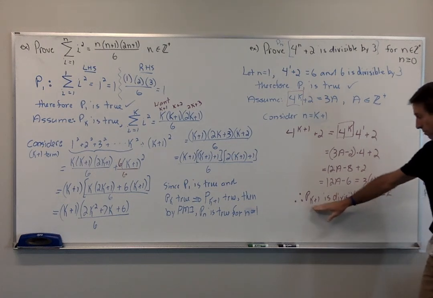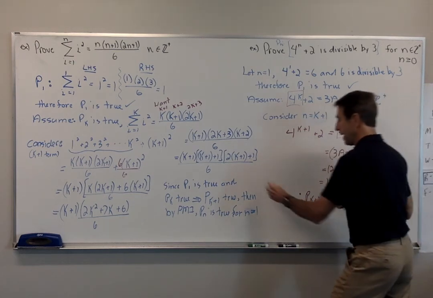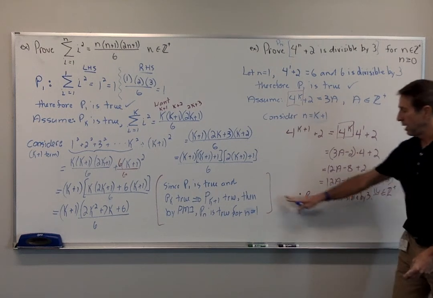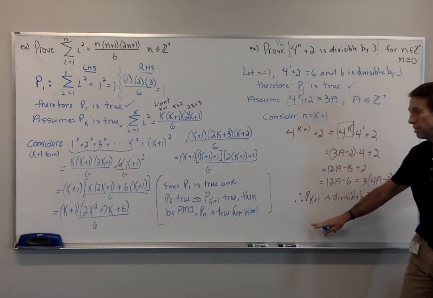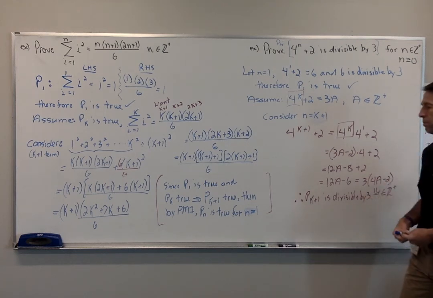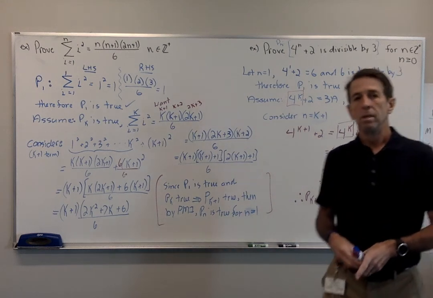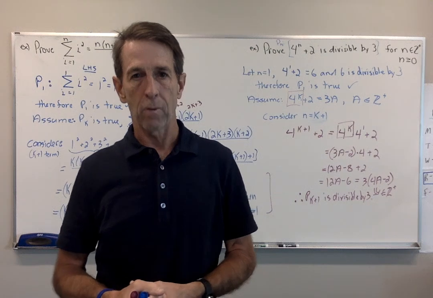We then have, therefore, P of k plus 1 is divisible by 3. We would still need to have the closure. And again, this closing statement can be used for pretty much everything. I would now put this right here. Since P1 is true, and Pk true implies Pk plus 1 is true, then by PMI, P of n is true for all n greater than or equal to 1. So those are my 2 samples for principle of mathematical induction.